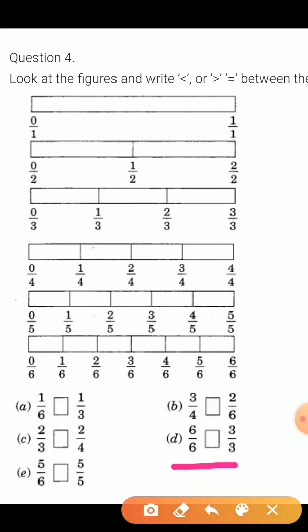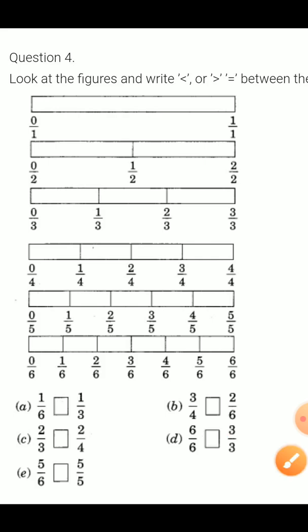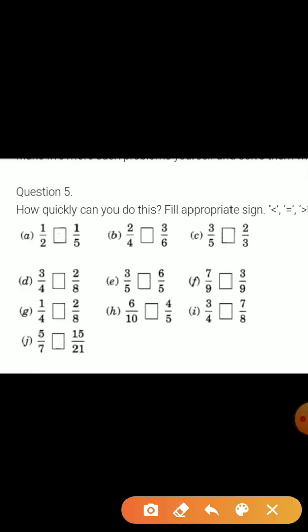Now coming to this one. Here you can cross multiply or you can solve it as well. See, 6 by 6 means 1 and 3 by 3 is also 1. Both have the same value, means these two fractions are equal, right? Now coming to question number 5.